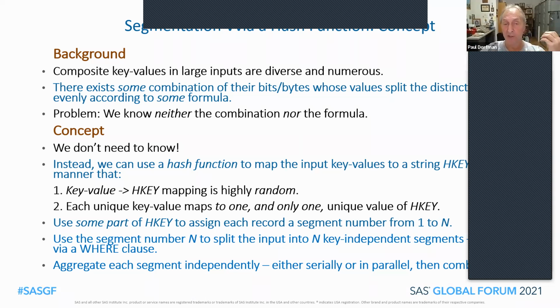Then we can use some part of this H key to assign each record of the input a segment number from 1 to some predetermined number n. We can choose that n arbitrarily, and then use that segment number to split the input into n key-independent segments. For example, you can do it via a where clause, but there are other ways. You can do an if, or index on this H key and so forth. And then aggregate each segment independently, as we have described earlier in this talk. You can do it either serially or in parallel, depending on how your system is set up, or how you want it.